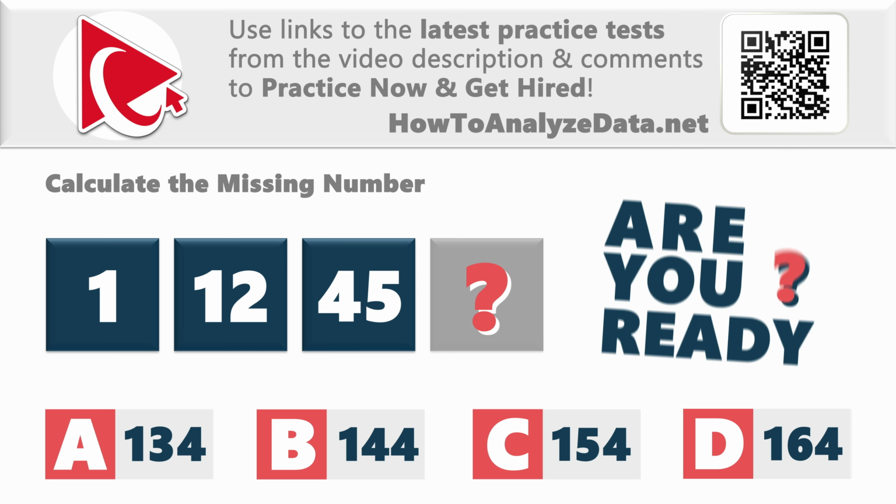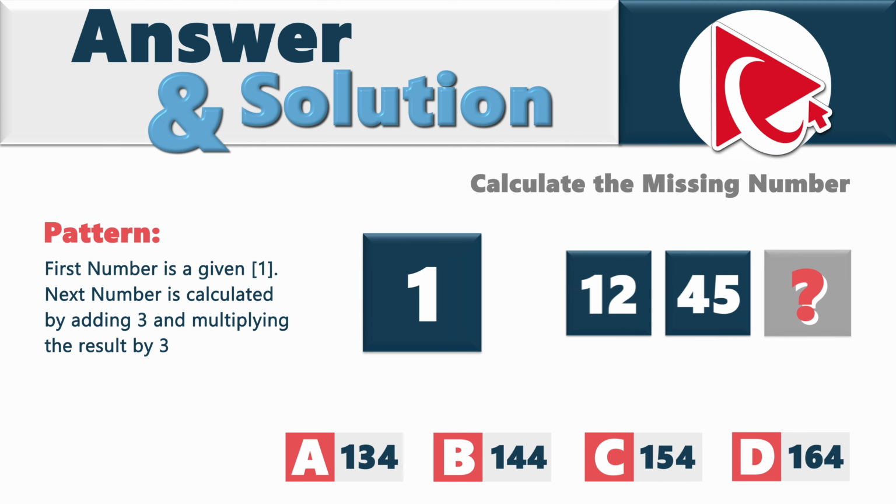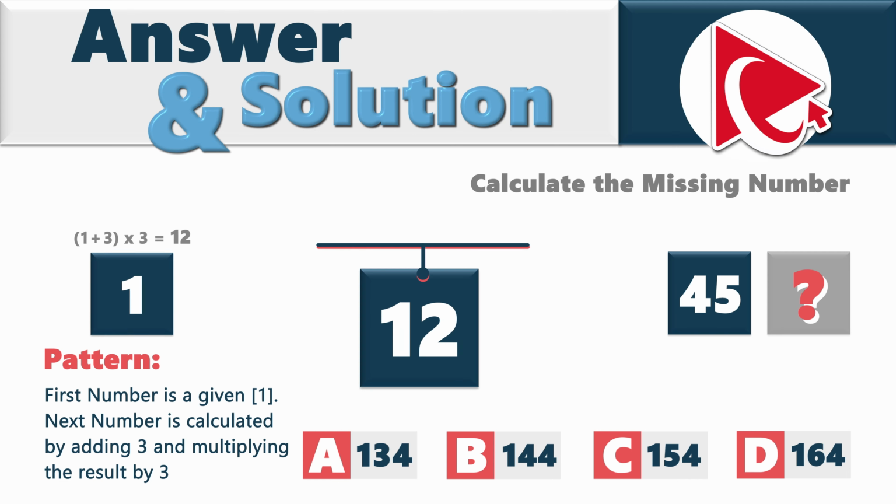Time's up. Are you ready to show your answer? First number is a given, which is 1. Next number is calculated by adding 3 and multiplying the result by 3. Let's look at the example. 1 plus 3 in parentheses multiplied by 3 equals 4 multiplied by 3 and equals 12. To calculate the next number, let's add 3 to 12 and multiply by 3, and the result would be equal to 15 multiplied by 3 and equals 45.